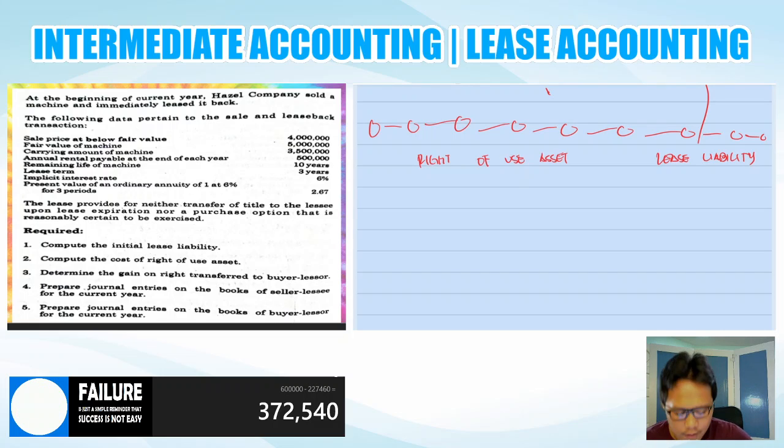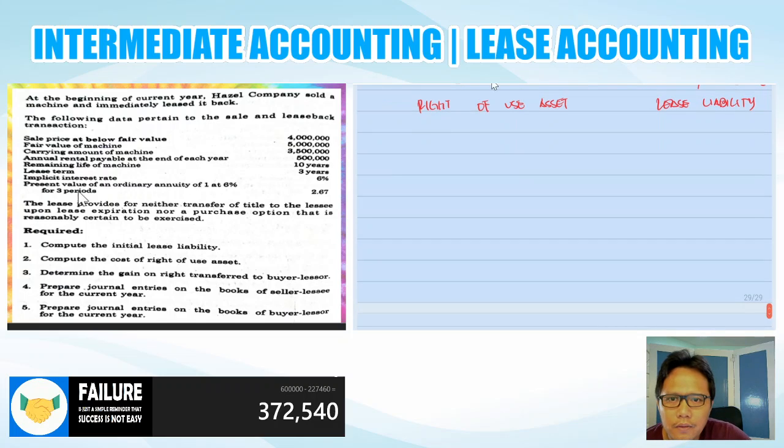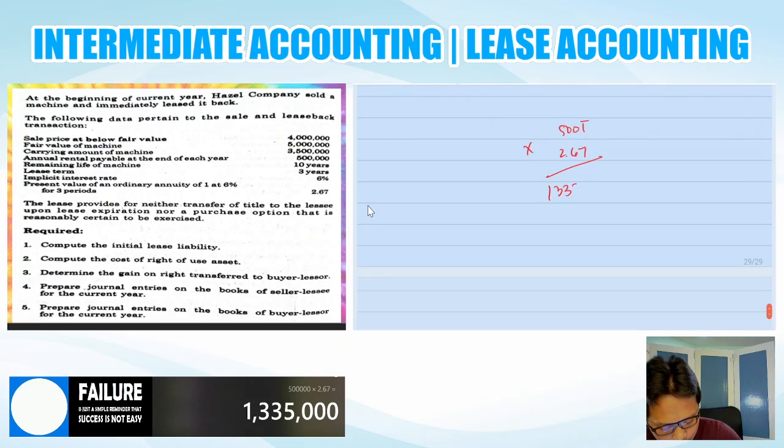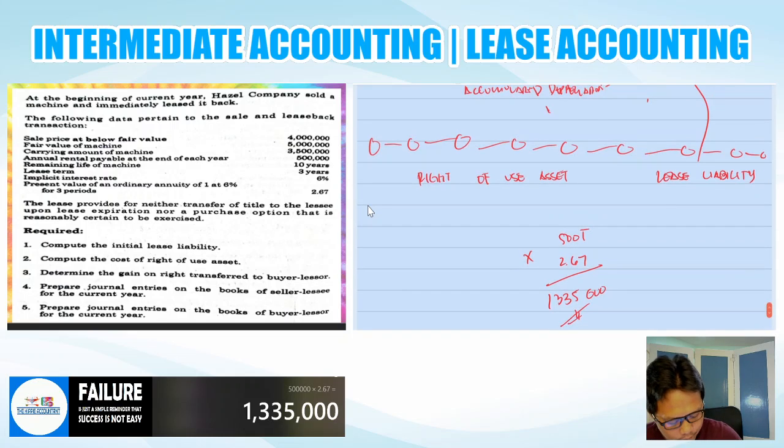So let us get first our lease liability. So the number one component, obviously, yung rental payment. Diba? Annual payable at the end of each year, that is 500,000 multiplied by our present value of an ordinary annuity of 2.67. So the original lease liability is 500,000 times 2.67. So, 1,335,000.